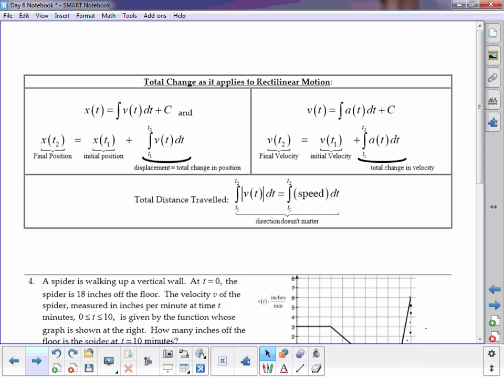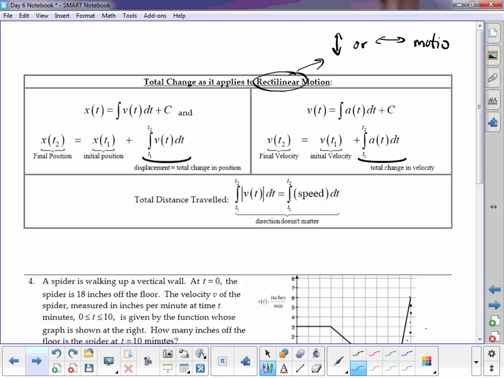So let's see how that applies to position, velocity, acceleration. You'll see here it says total change as it applies to rectilinear motion. Kind of a weird word. It's more related to the word rectangular, if you would. So rectilinear motion just simply means either a vertical or horizontal motion. Okay, so just along one axis.